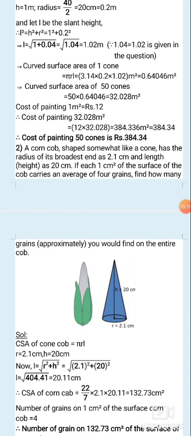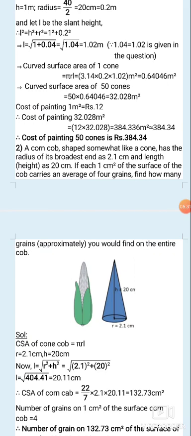Now the CSA of the cone is equal to pi r l, 22 by 7 into r, 2.1, into l, 20.11. Now the product is equal to what? We can cancel 2.1 and 7. 0.3 becomes. So at last when you multiply it, 132.73 centimeter square.